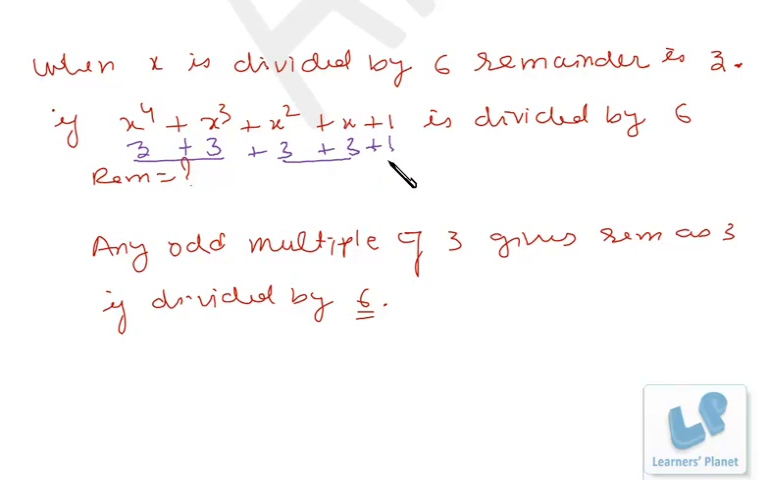So you see, if you are conceptually clear that any odd multiple of 3 gives remainder 3 if divided by 6, the same we have applied over here, and the question can be solved in less than 20 seconds. Okay, so the final remainder is 1. Okay, good one.